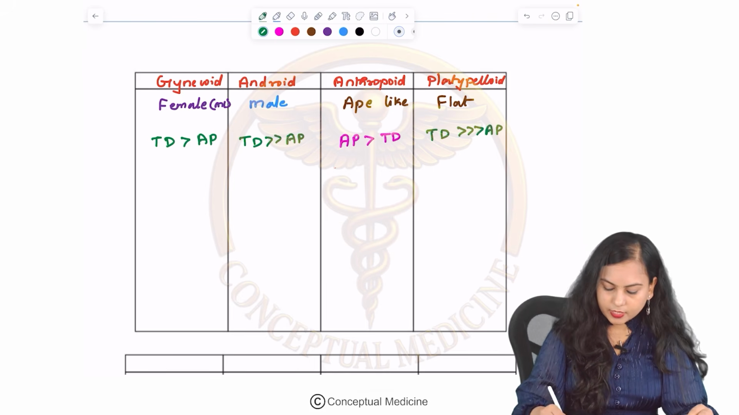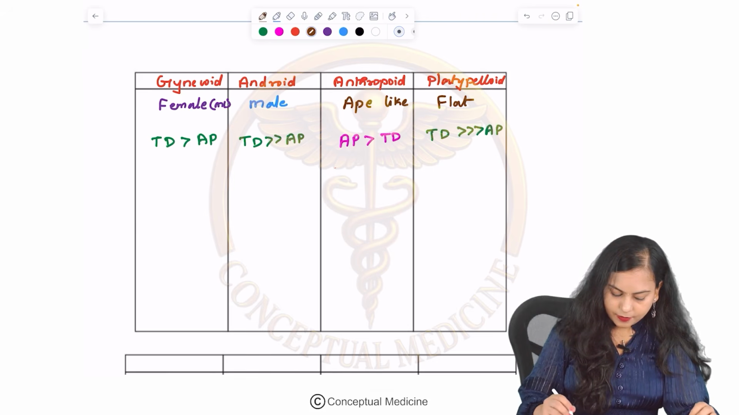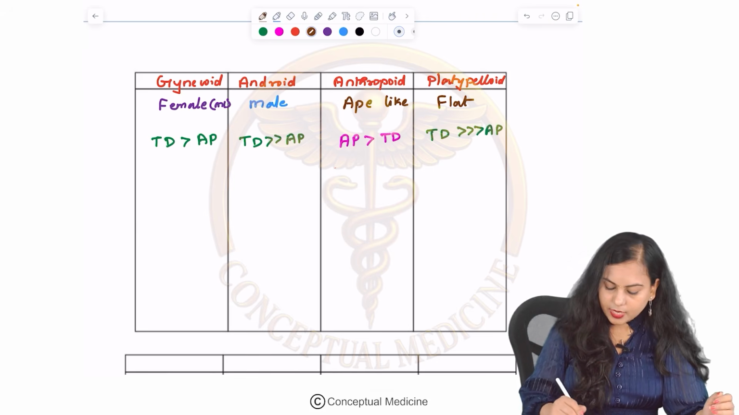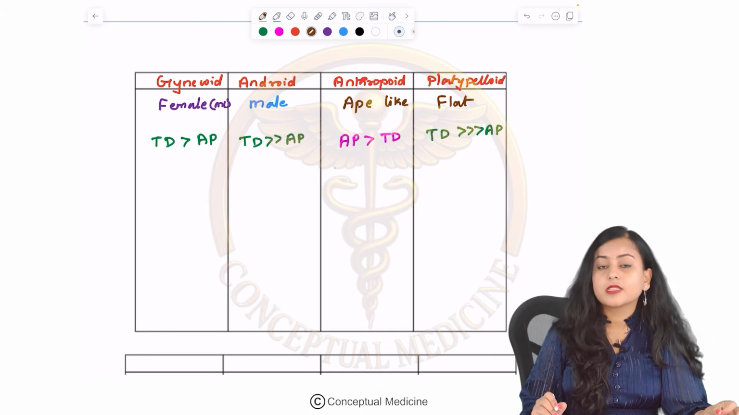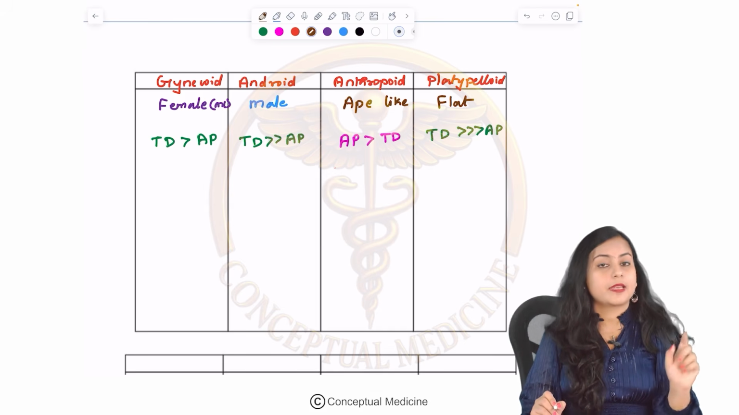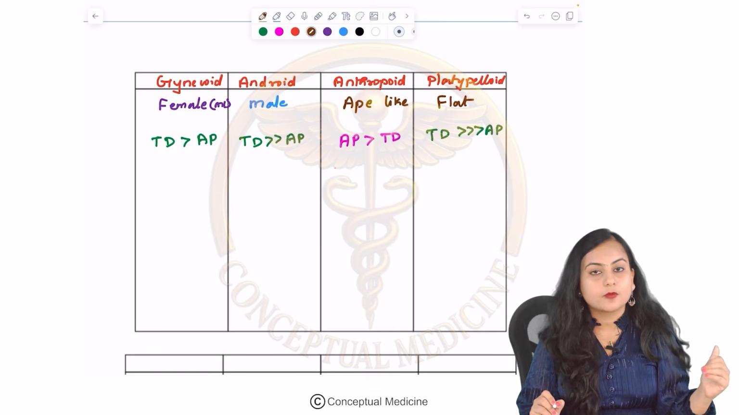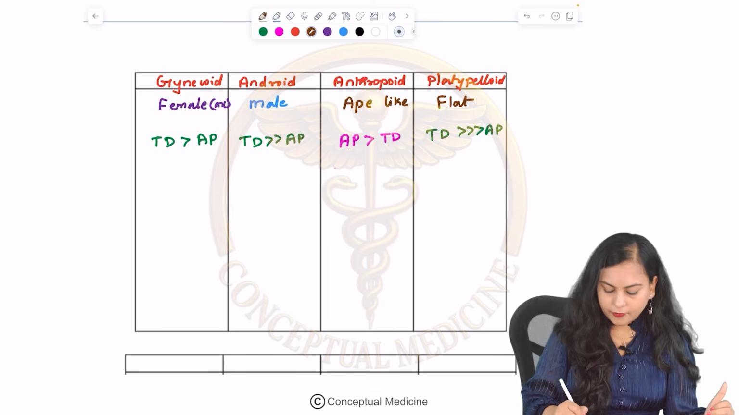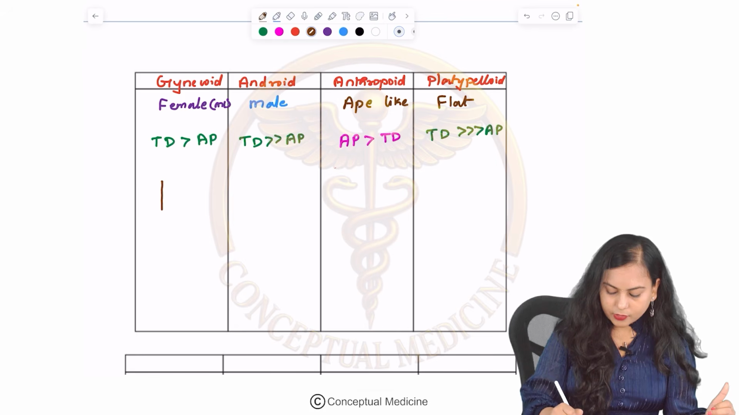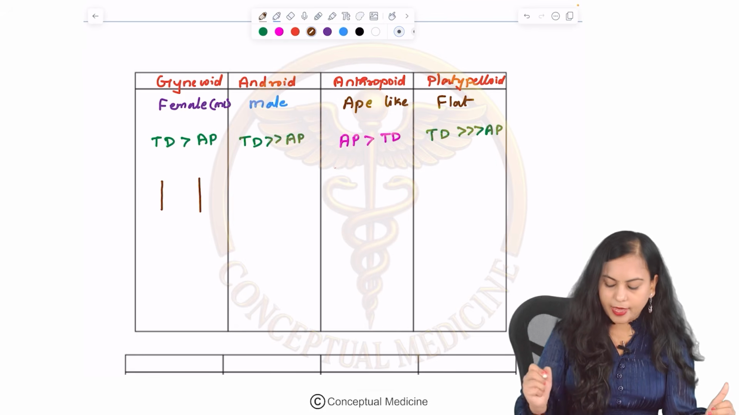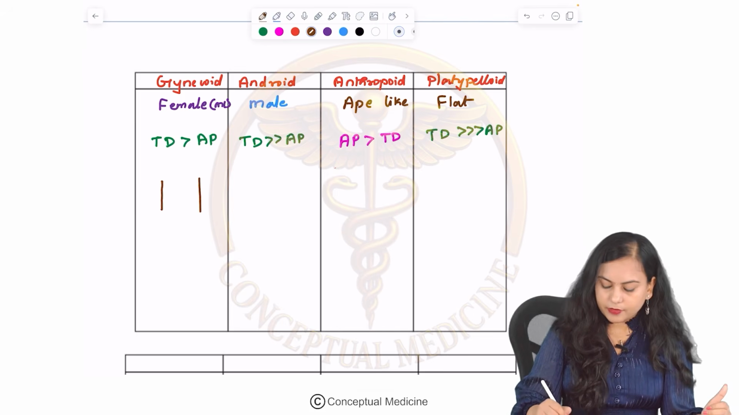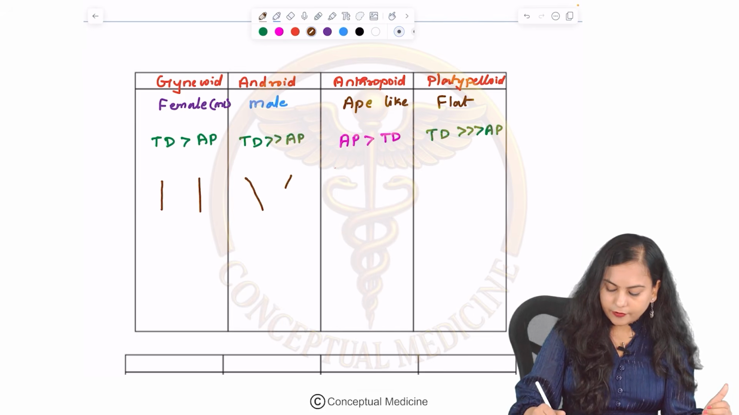Clear? Now, as we see the pelvic side walls, in gynecoid pelvis, remember this is the most common type of female pelvis. Females have to give childbirth, and for that the pelvis has to be adequate. So what will happen? The pelvic side walls will be straight and parallel. In android pelvis, the pelvic side walls are converging.